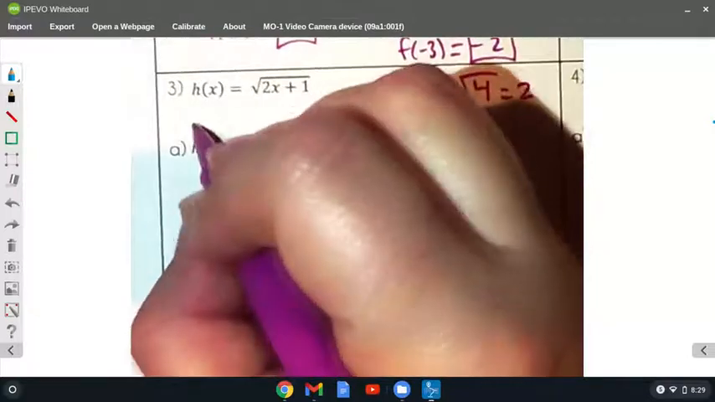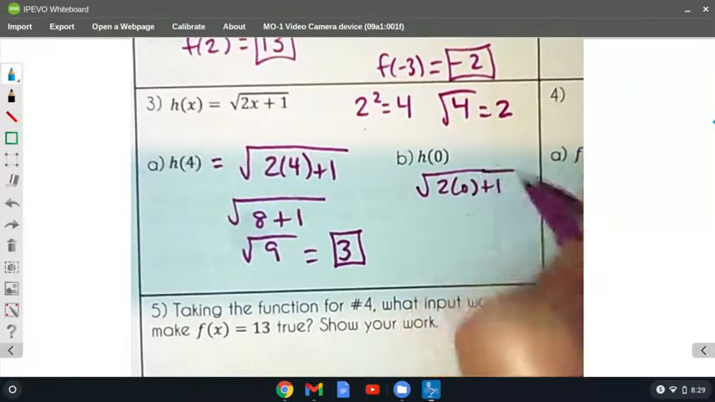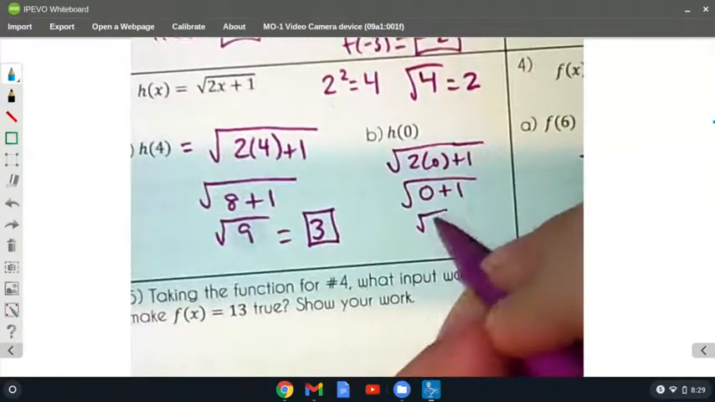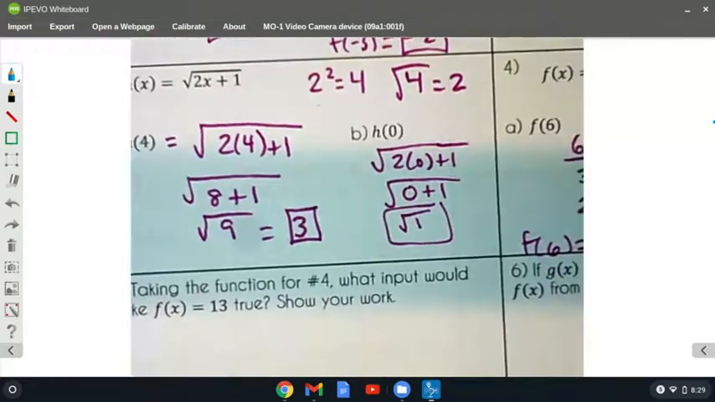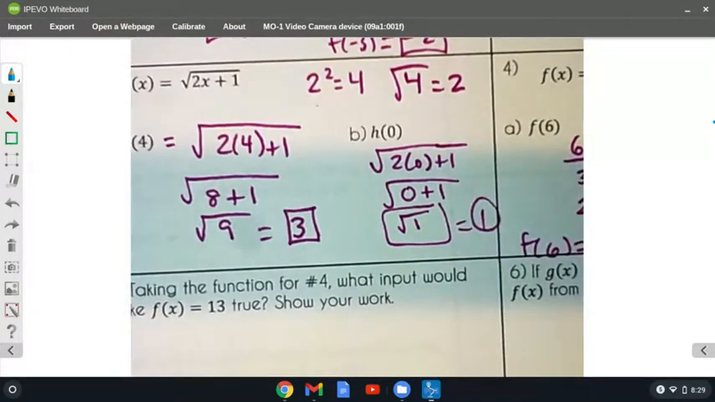For h of 0, I'm going to plug in a 0 here into this equation. So it would be 2 times 0 plus 1. 2 times 0 gives me a 0. 0 plus 1 just gives me the square root of 1. The square root of 1, I'm just thinking what 2 numbers multiply to be 1. That would just be 1.